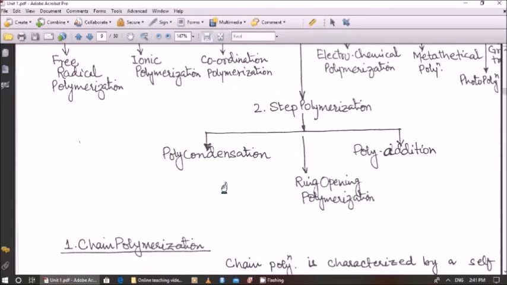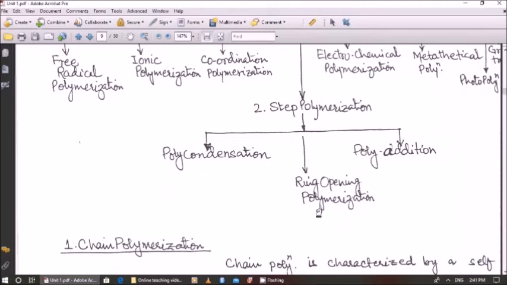So this is step polymerization. And condensation polymerization, as its name indicates, something is going to be condensed. In this kind of polymerization reaction, low molecular weight compounds such as water, HCl, or some other low molecular weight compound will be eliminated from the reaction in the form of condensate.